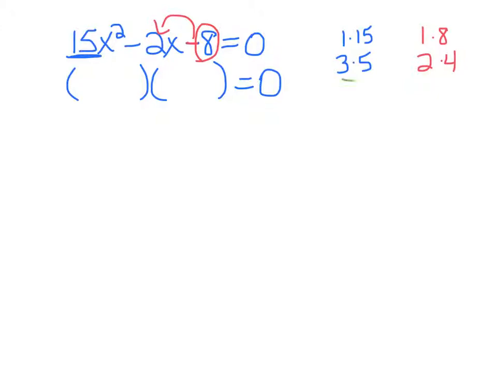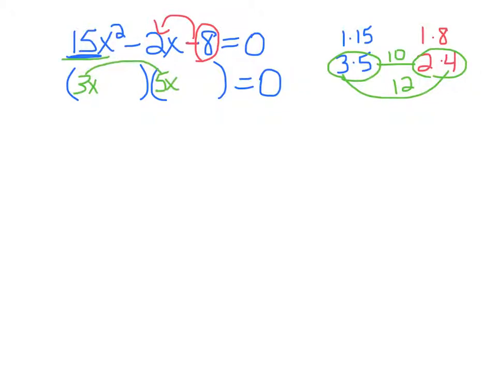If we use the 3 and the 5 to get the 15, and the 2 and the 4 to get the 8, then we need to multiply it together in such a way so that the 5 times the 2 gives us 10, and the 3 times the 4 gives us 12, and we know that 12 minus 10 is 2. So here we go, we have 3x and 5x, so that those two things would multiply together to give you the 15x squared.